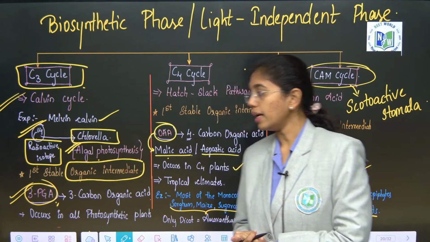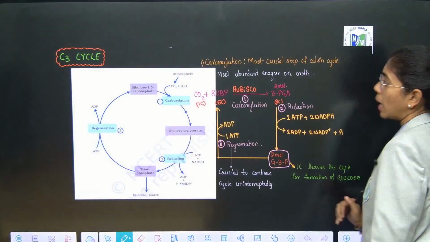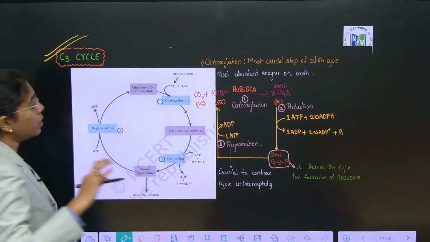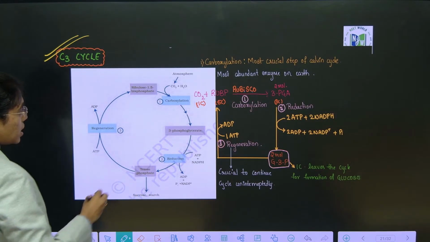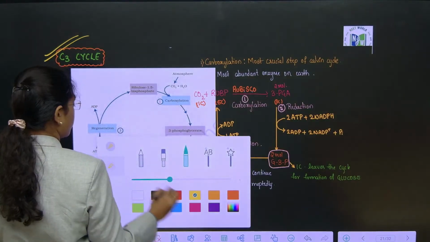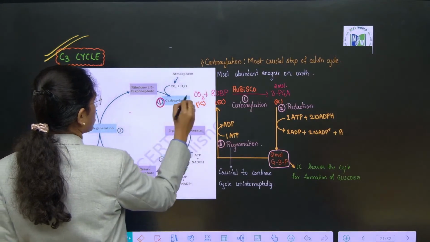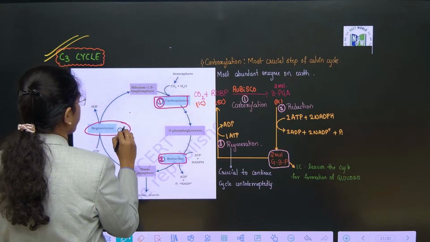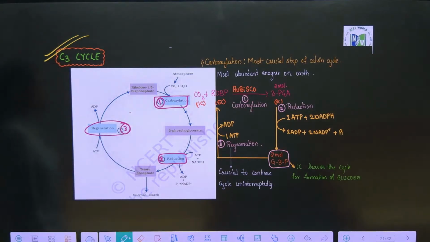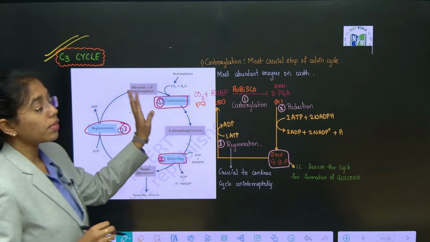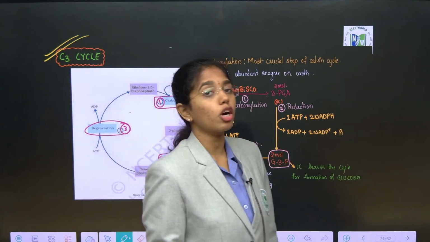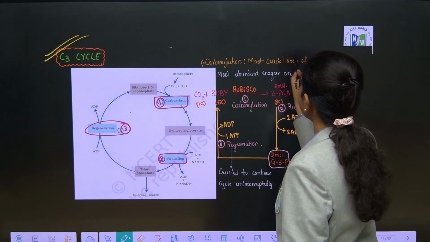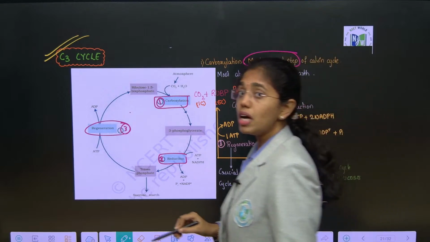Fine? Done? Yeah. Now, we will clearly look into C3 cycle. C3 cycle is operated in 3 main steps. First is carboxylation. Second, reduction, and third is regeneration. Fine? Carboxylation, reduction and regeneration. Carboxylation, which is the first step, that is fixing of carbon dioxide from atmosphere, this is the most crucial step of C3 cycle. Okay?